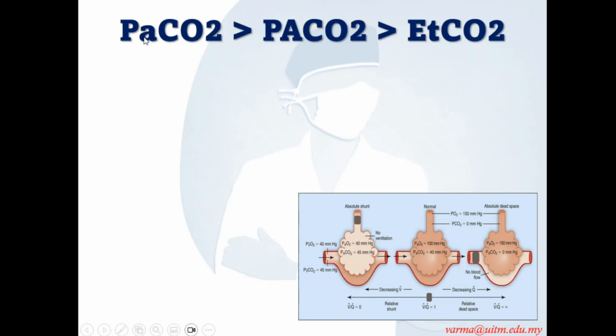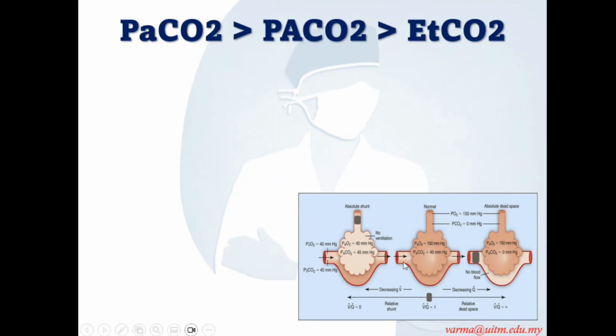Arterial CO2 is higher than alveolar CO2, which is higher than end-tidal CO2. Makes sense, right? Your pulmonary artery blood that brings back carbon dioxide is very high in carbon dioxide. When it goes to the alveoli, it gets mixed and drops a bit. EtCO2 drops even more because of dilution by alveolar dead space.